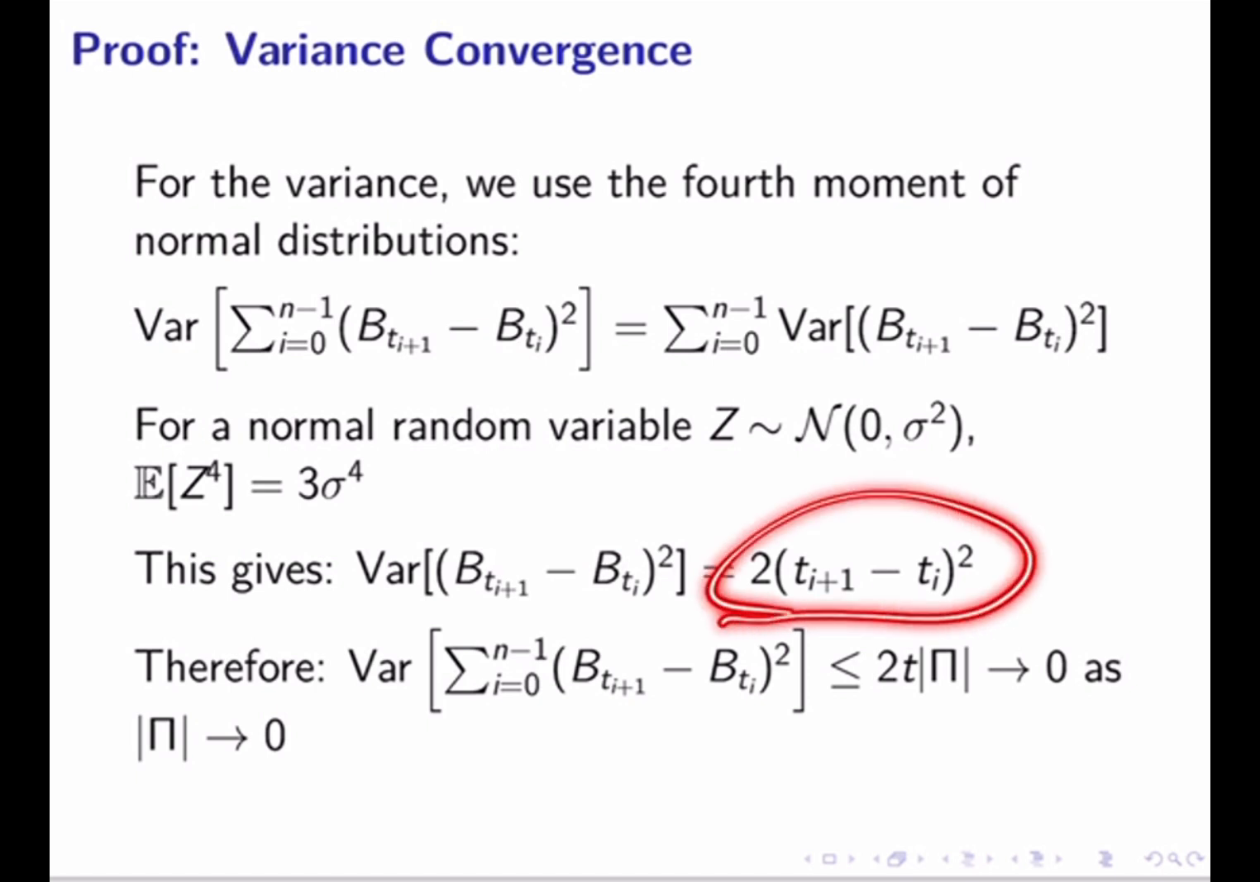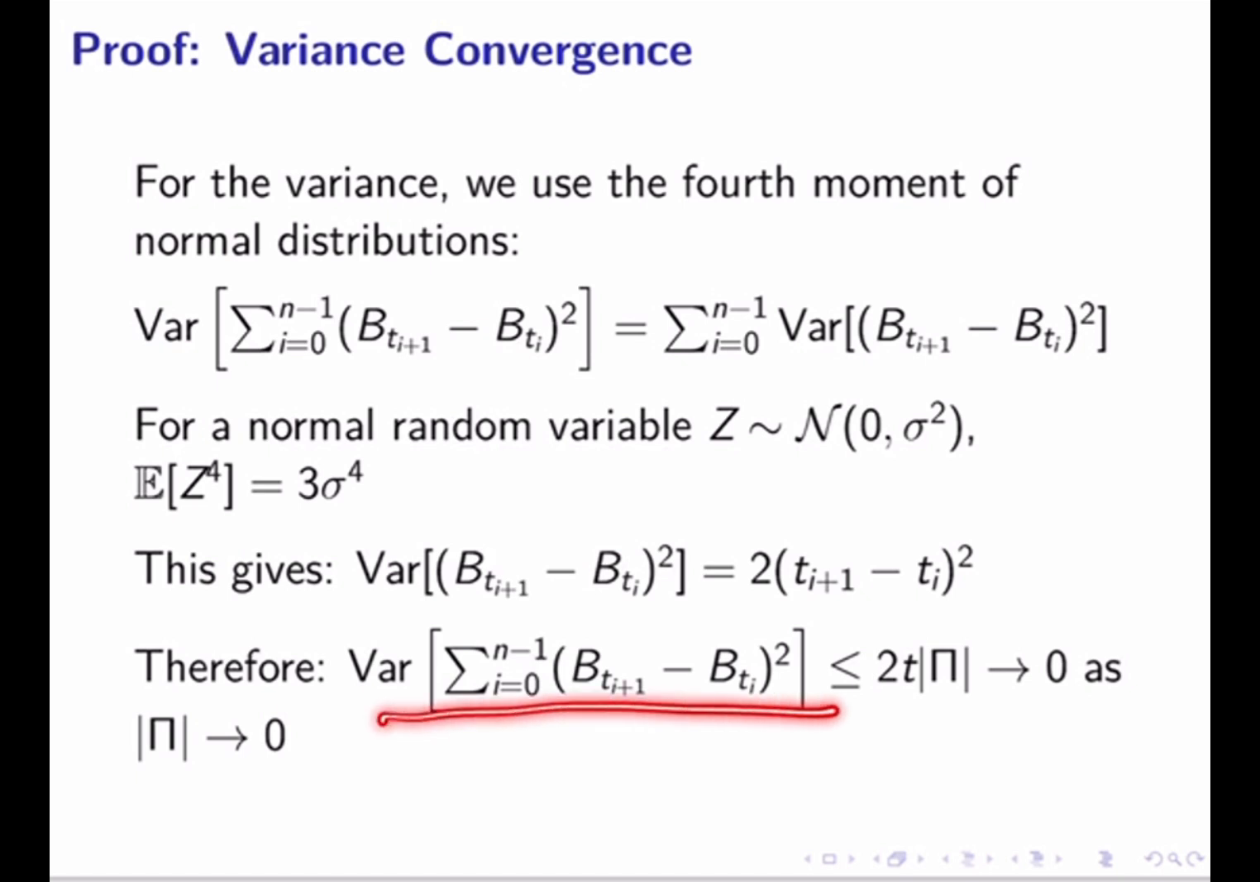In the end, we get that the variance of the squared increments is 2 times (t_{i+1} minus t_i) squared. So the total variance is bounded by a term that includes the maximum partition width, which approaches 0 as the partition becomes infinitely fine. So this converges to 0 as the mesh size tends to 0.